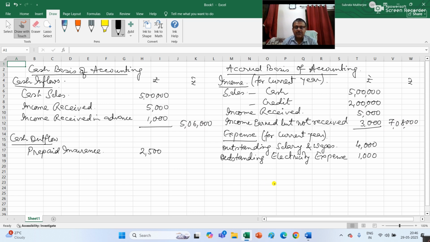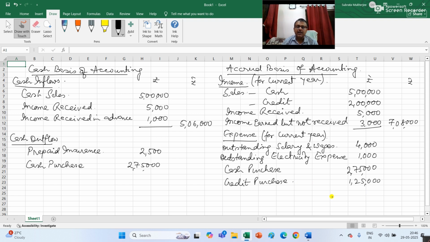Next transaction is cash purchase. So cash purchase, I will write in both the basis, and the cash purchase is for rupees 2,75,000. Next is credit purchase. So your journal entry is purchase account debit to creditor. So I will write credit purchase, and the amount is for rupees 1,25,000. It will not get reflected in cash basis.